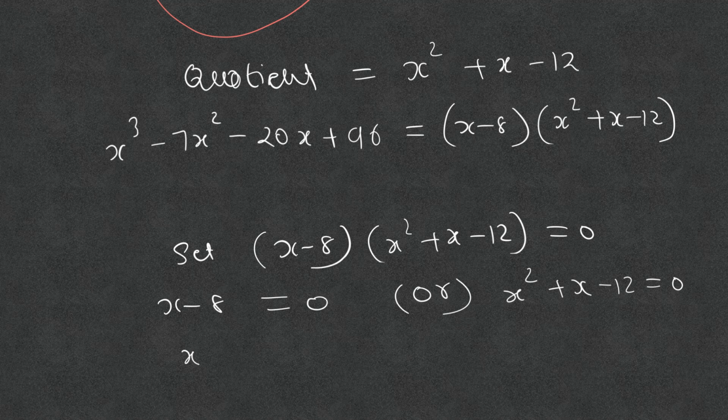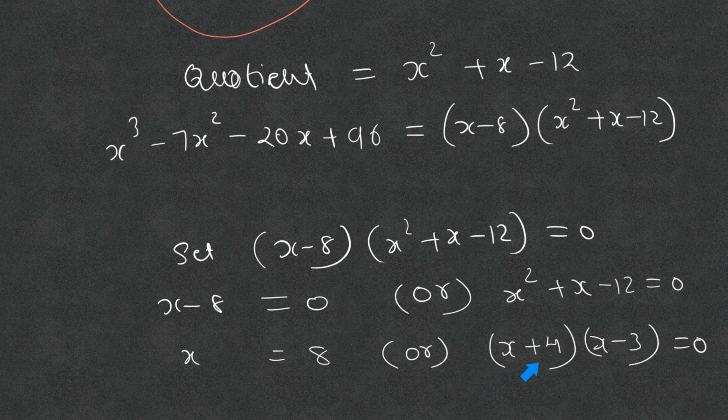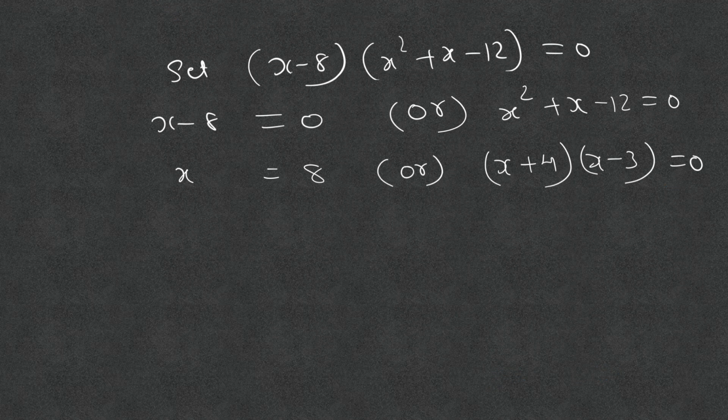equals 0, which means x equals 8, or x plus 4 times x minus 3 equals 0, which is obtained by factoring x squared plus x minus 12. If the quotient is not factorable, then we can use the quadratic formula.